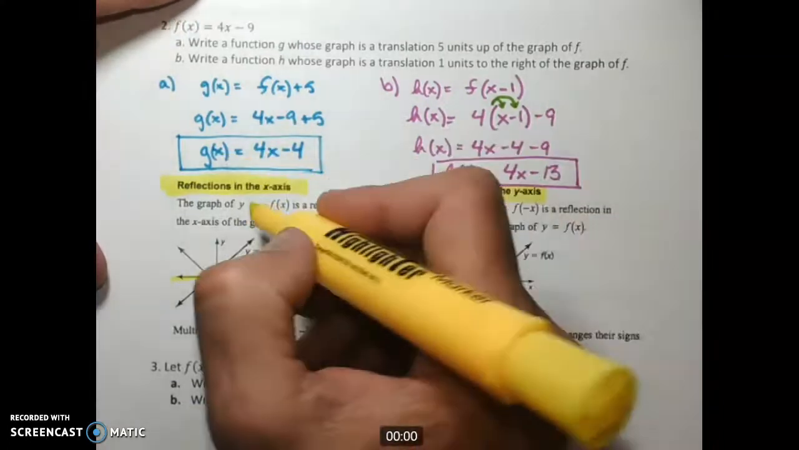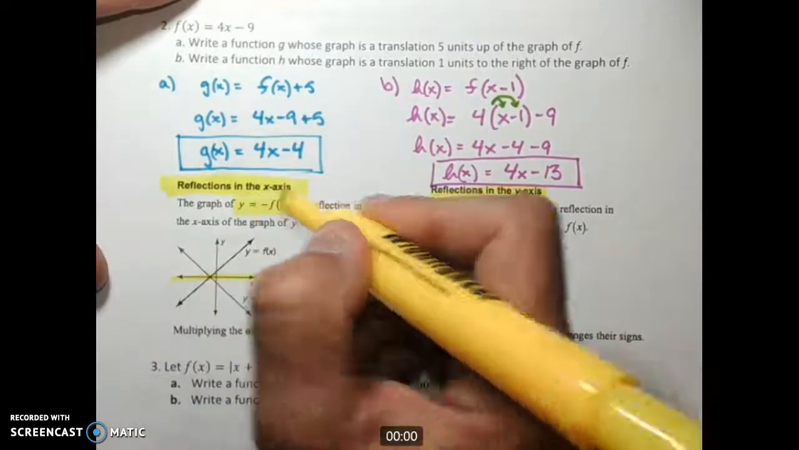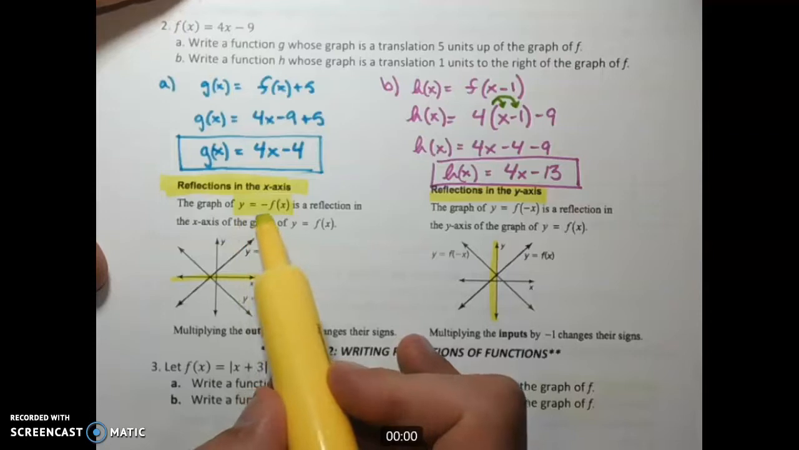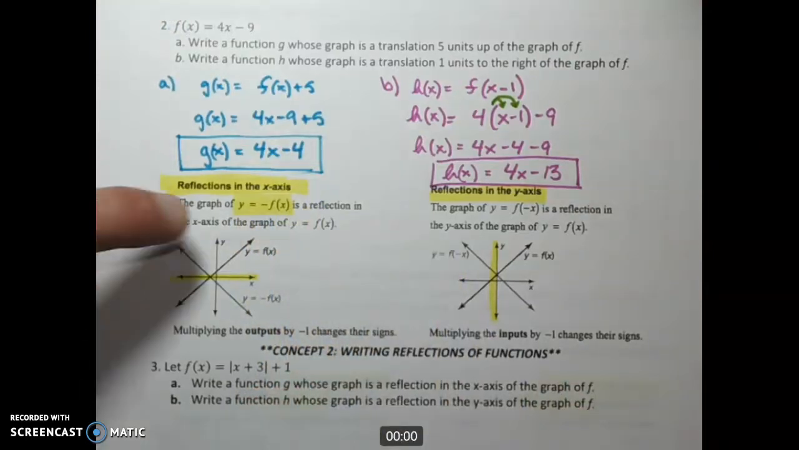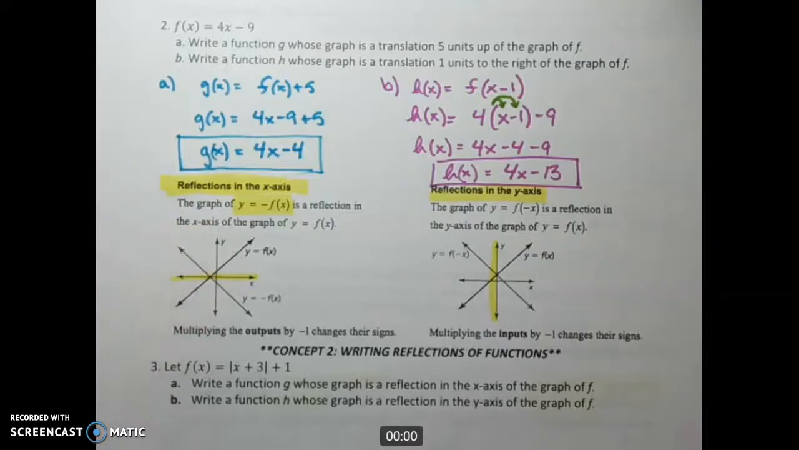And again, the key to writing transformations is this right here. Y equals the opposite of f of x. And what you should notice is that negative sign's out in front. And what that's really telling us is you're going to have to distribute that 100% of the time. All right? You're always going to need to distribute. I'm going to write that.